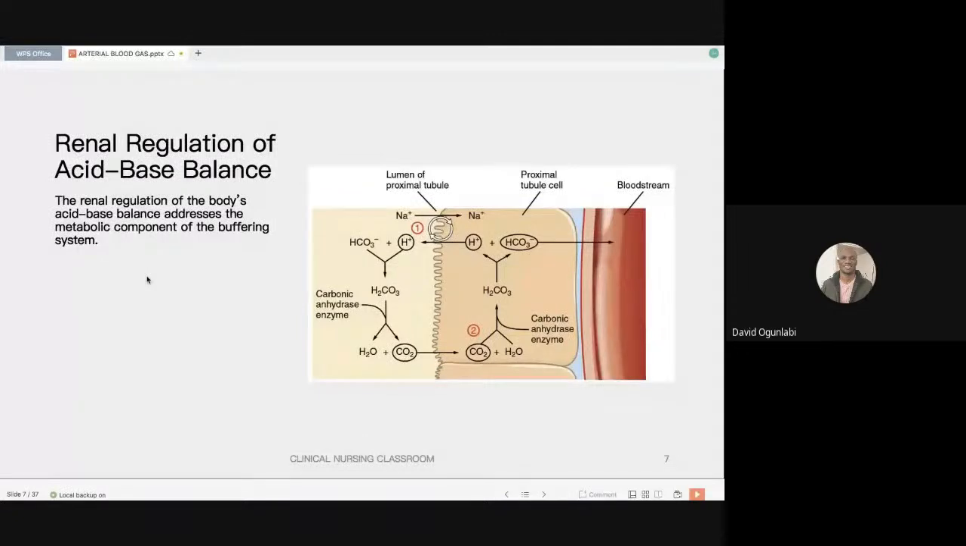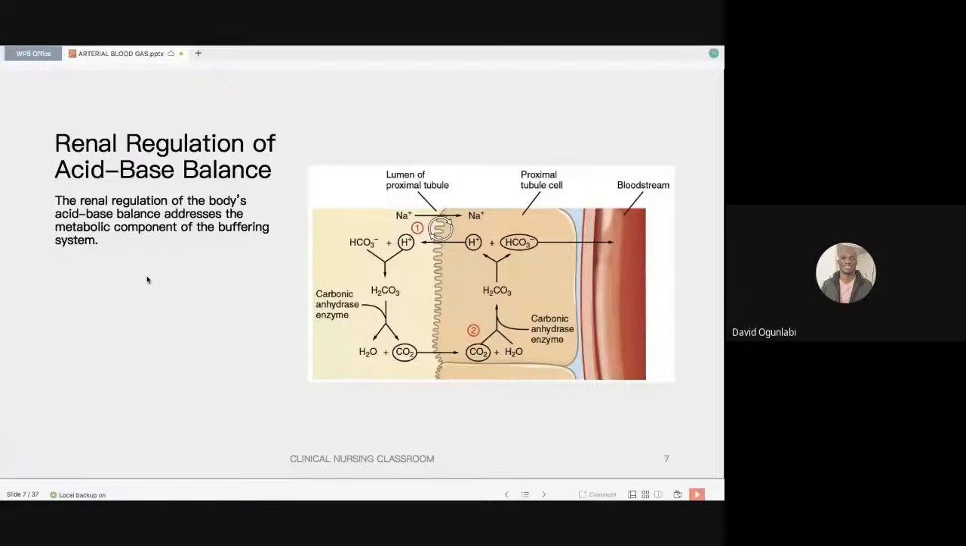You can look at this diagram. It just explains how the exchange takes place, whereby bicarbonate makes itself available in the bloodstream and then brings about regulation. Now, bicarbonate is what determines the level of alkalinity of the body. So it regulates alkalosis.